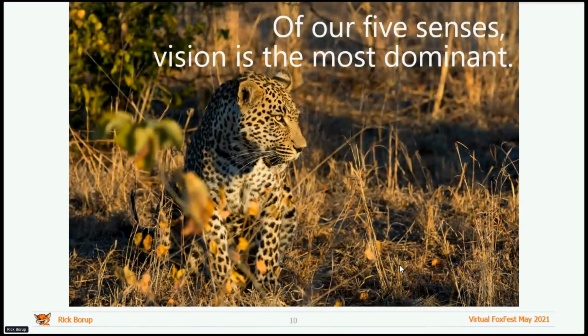Like most animals, humans are visual creatures. Of all of our senses, vision is the most dominant. It's how we get around. It's how we perceive threats. It's how we find food. It's how we recognize other people.